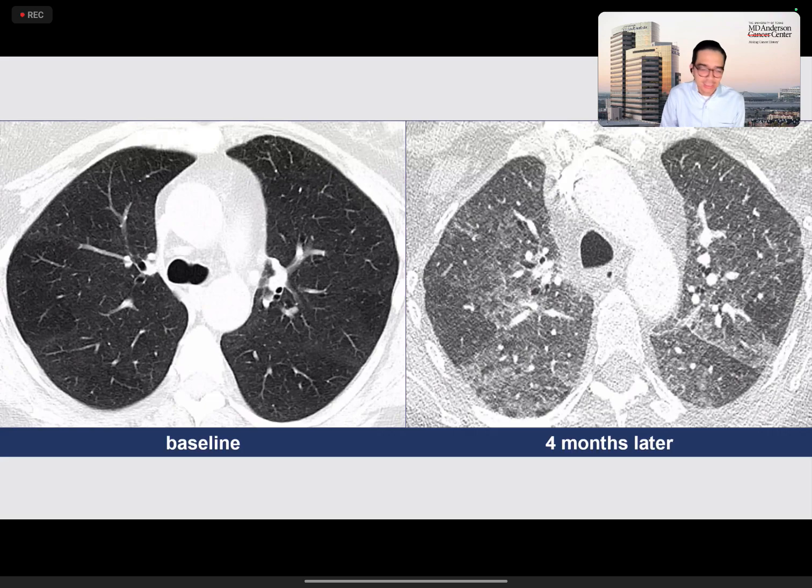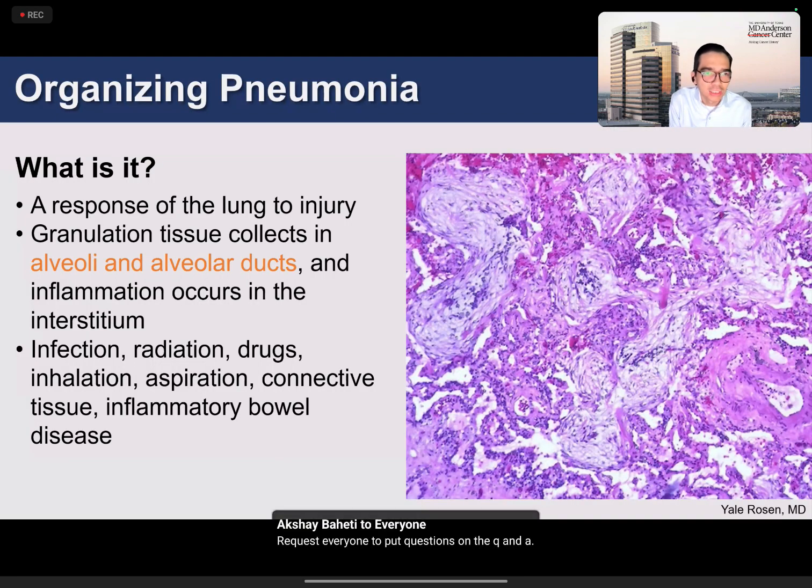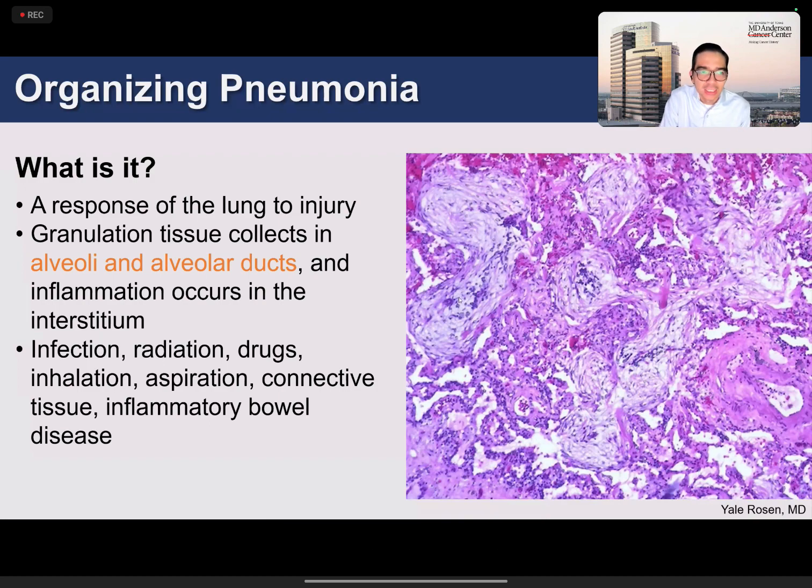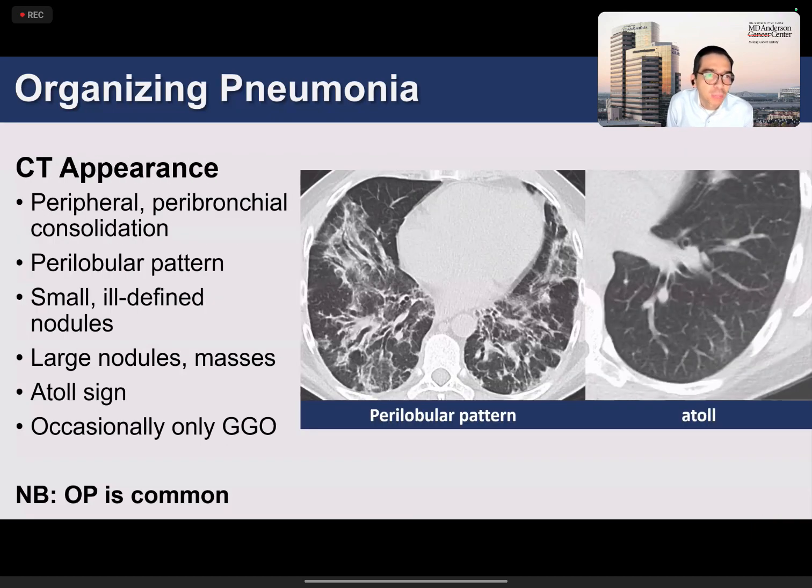Let's move on to the next topic, which is organizing pneumonia. This is a response of the lung to injury, and what you have pathologically is granulation tissue that collects in the alveolar ducts, and inflammation occurs in the interstitium. And it can be due to a number of different processes.